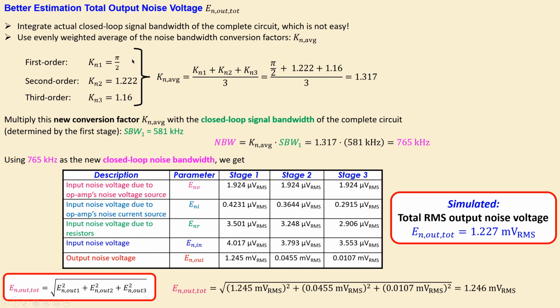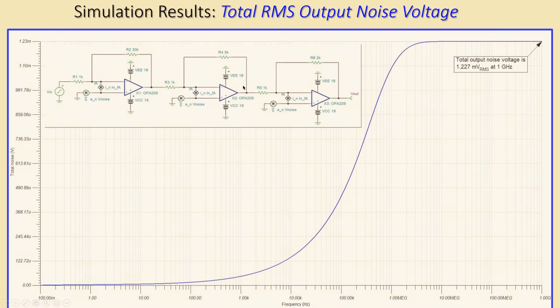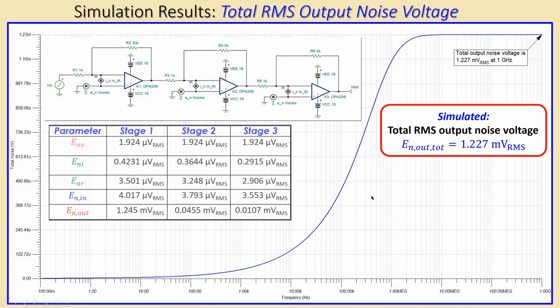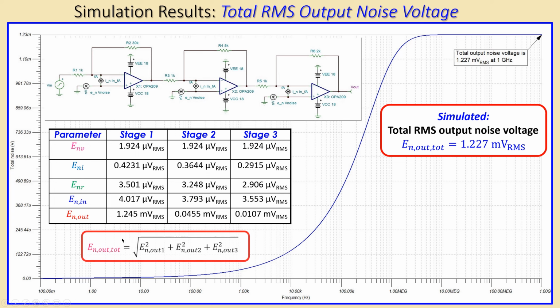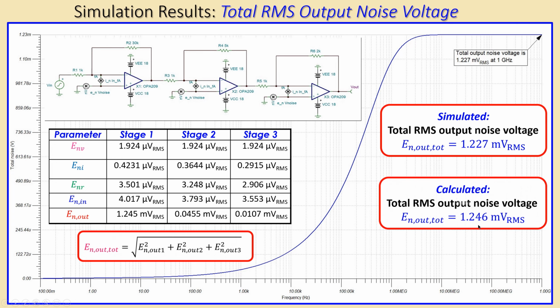So just looking at the first order and using only the first-order noise bandwidth conversion factor is not really that accurate in this case. So this is a way to get the accurate value of the actual noise performance of the circuit. Again, looking at the total RMS noise voltage at the output of the circuit, this was the simulation result. And this was the table we have just generated. Using this, we have calculated this value, and you can see this is much closer than that one, because we had 1.36 here, now we have 1.246, much closer to the simulated value.